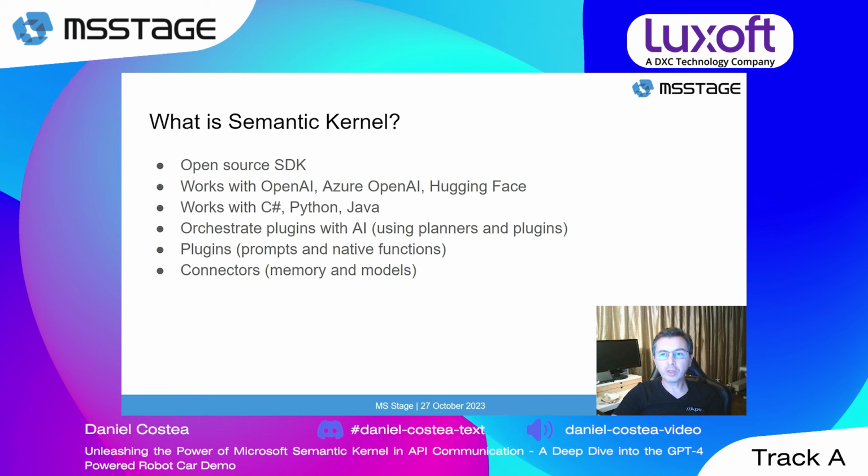These plugins include prompts and native functions that can interact with the real world. They are like the body of our AI applications. On the other hand, Semantic Kernel introduces connectors that bridge the memory and the models. They are like the brain of our AI applications. These components can then be orchestrated using Semantic Kernel pipelines to fulfill user requests or to automate complex tasks.